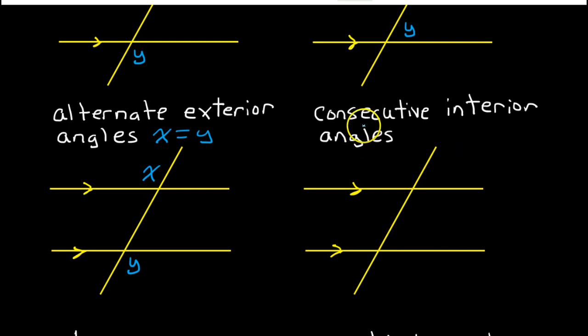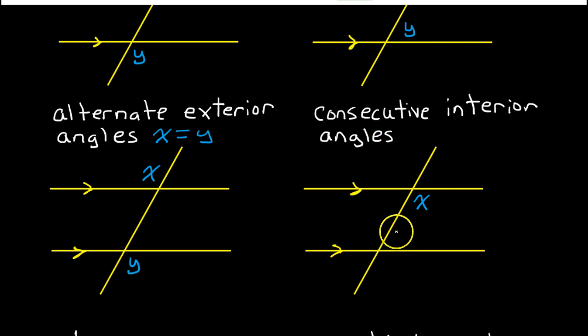Okay, what about consecutive interior angles? Now, interior angles, we're back to being between the lines again. So what if I pick my x to be right here? That's interior. It's between the lines. Now, if I put my y on the other side of the line, that would be alternate interior.